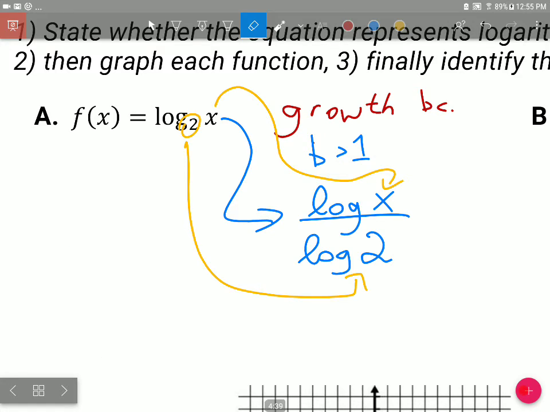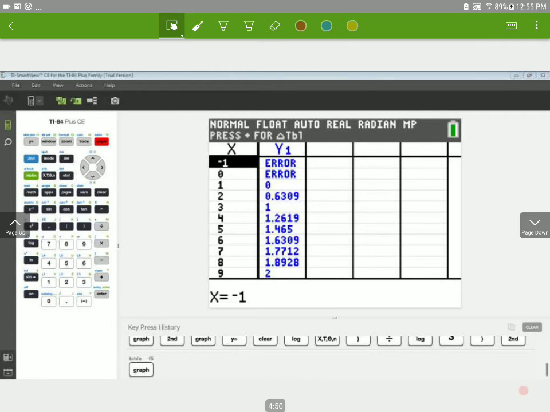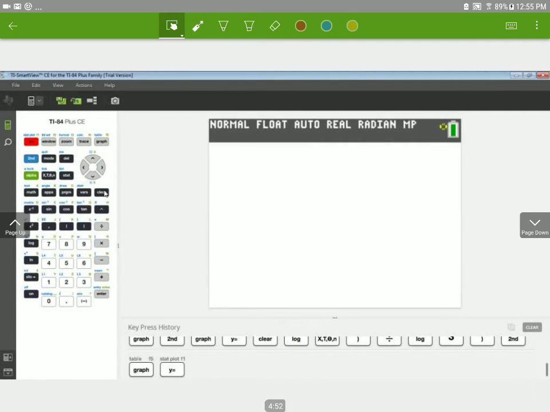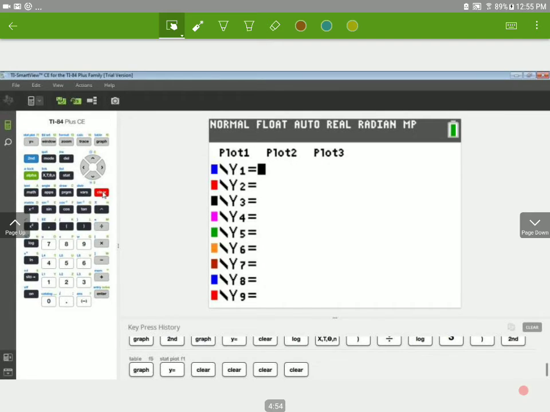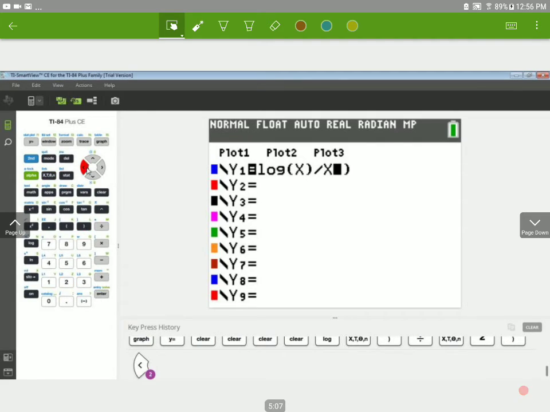So that's what we're putting in the calculator: log of the argument divided by log of the base. And that'll turn it into log base 10. Okay, so here we go. Pull out a calculator. Go to y equals. Clear it out. And we're going to put it in just like we saw it, but don't forget to close your parentheses. So log of x, close your parentheses, divided by log of 2, close your parentheses.